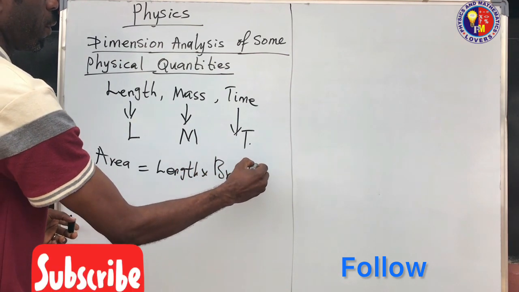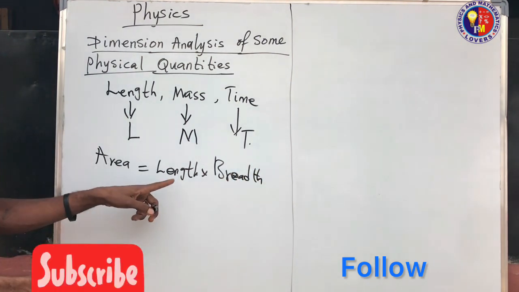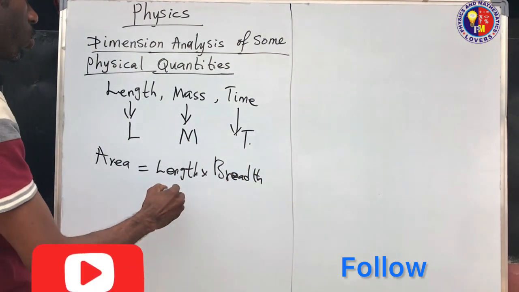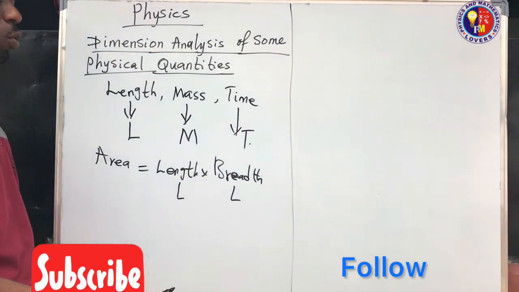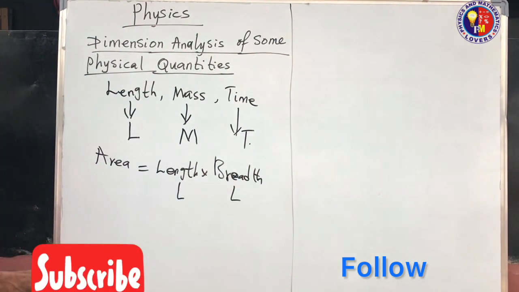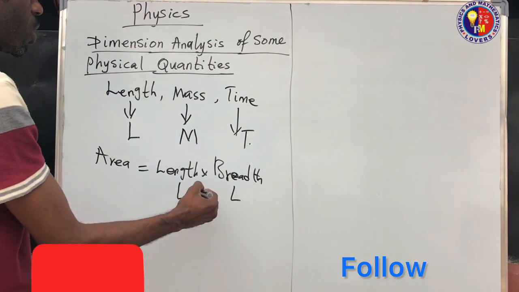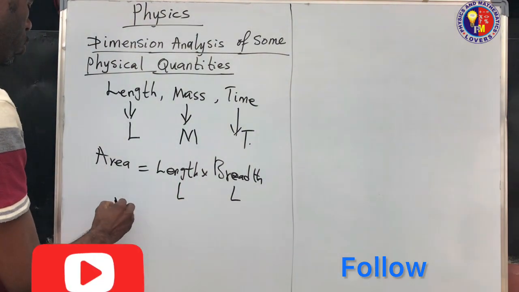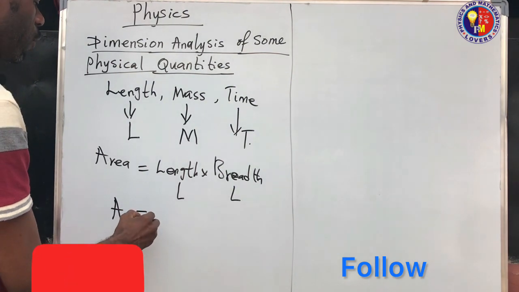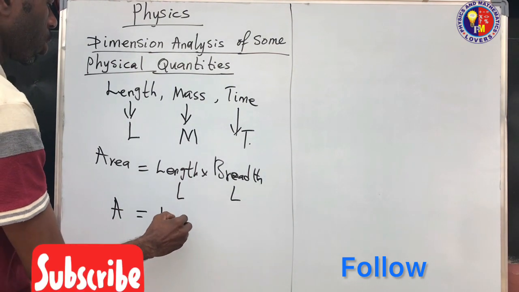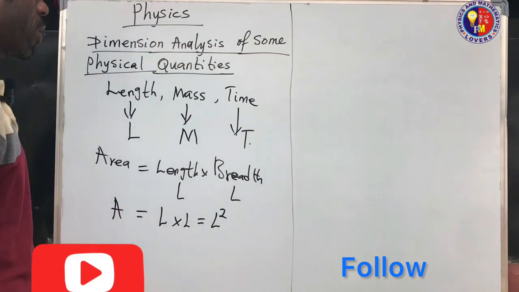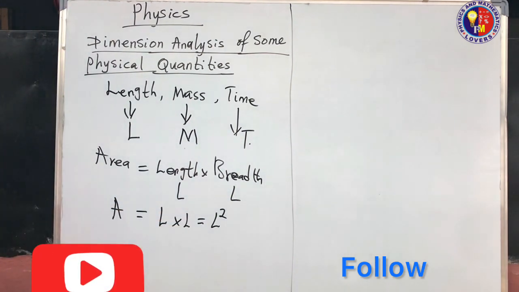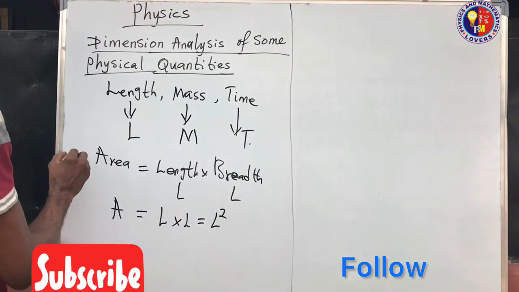So now, the dimension of length and breadth is written as what? L. L. Because breadth is the distance between 2 points, while length is also a distance between 2 points. So if you want to know the dimension of area, it will give us L square, which is L times L, equal to L square. So that is the dimension of area.